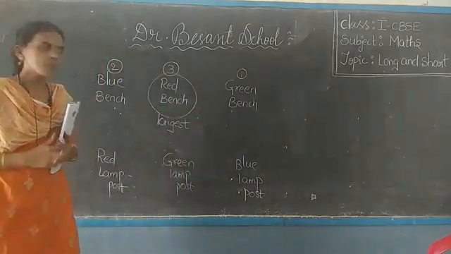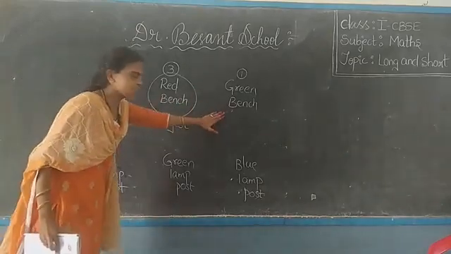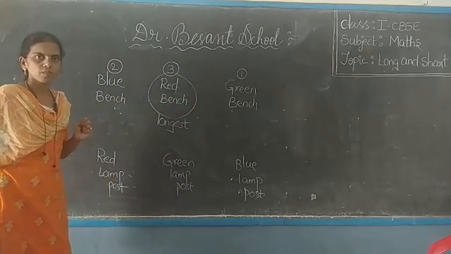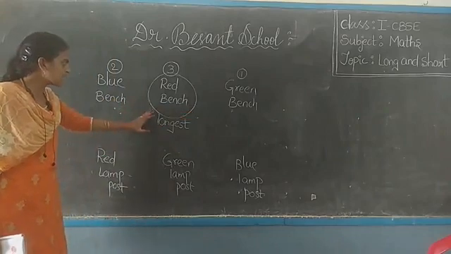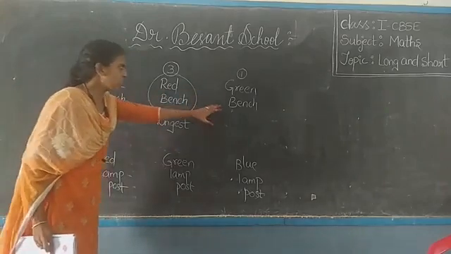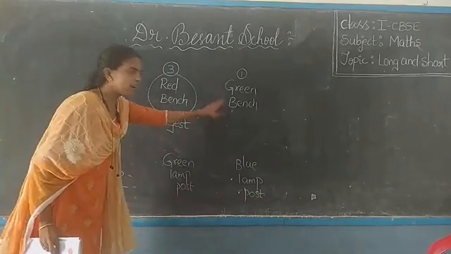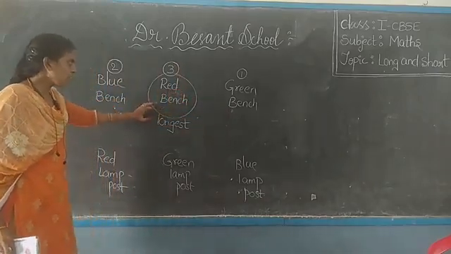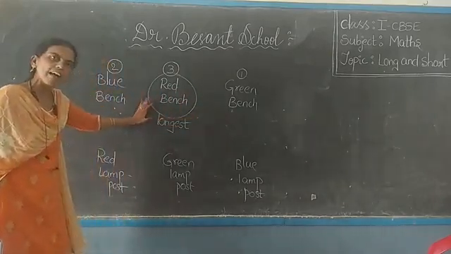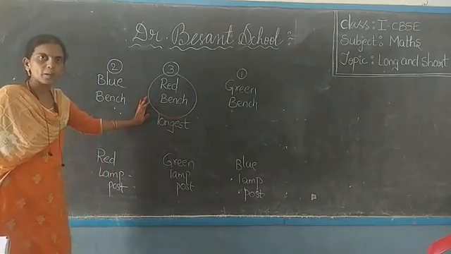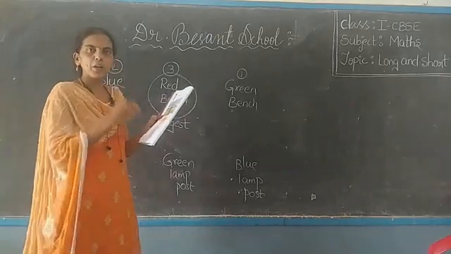Is it clear or not? If you compare this green bench with these two, the green bench is the shortest bench. This is the shortest bench and this is the longest bench. When we compare this red bench with these two benches, this red bench is the longest bench. So based on this, we have to answer the fill in the blanks below.